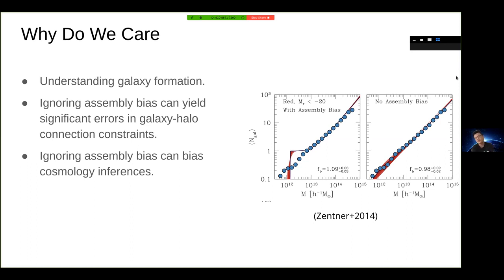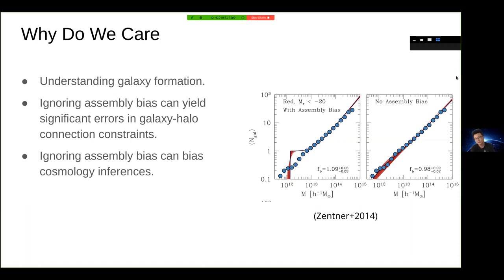On the right-hand side, I'm showing you a couple of plots from Zentner et al.'s 2014 paper, where they did a test to show how ignoring galaxy assembly bias can bias your HOD inferences. The blue circles show the underlying truth HODs in a set of mock galaxy samples. On the right, the mocks do not contain any assembly bias, but on the left, the mocks contain some assembly bias. They tried to fit these mocks using a standard 5-parameter HOD that does not have any assembly bias.